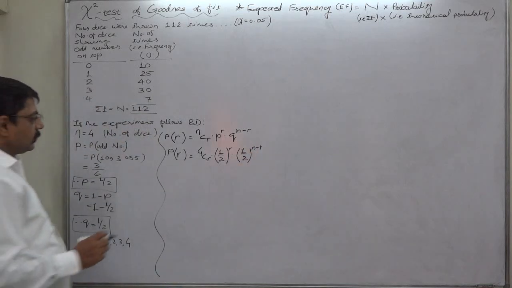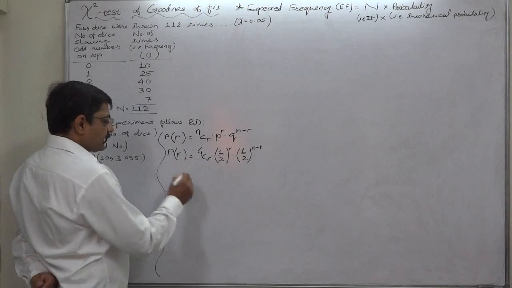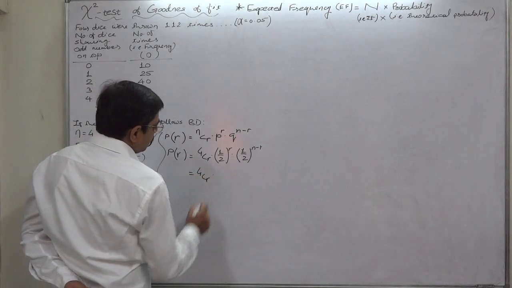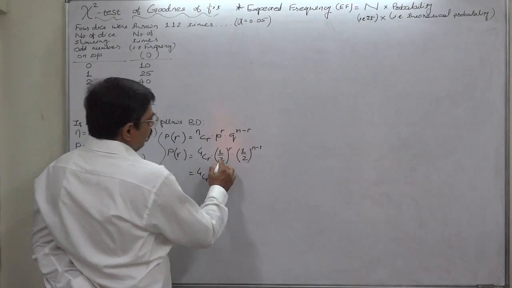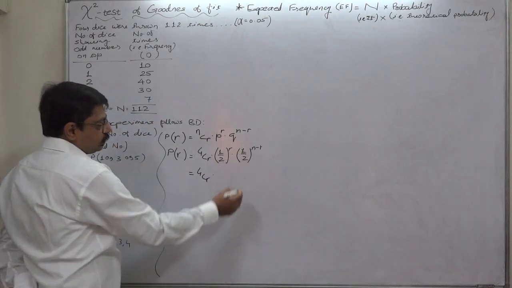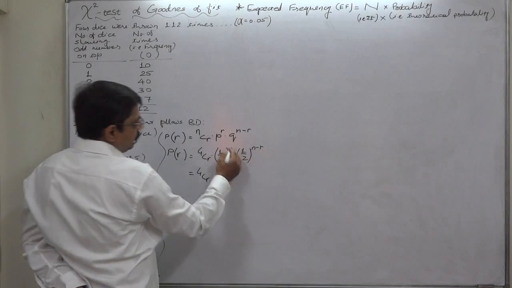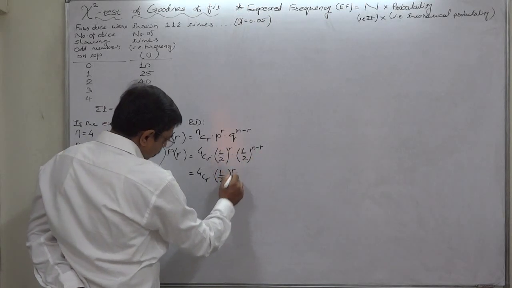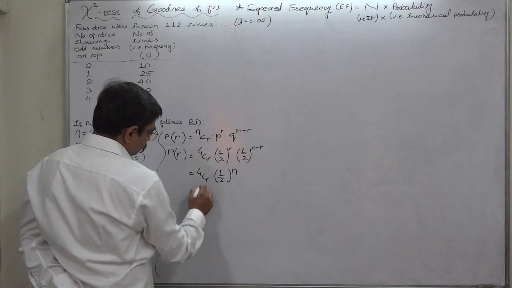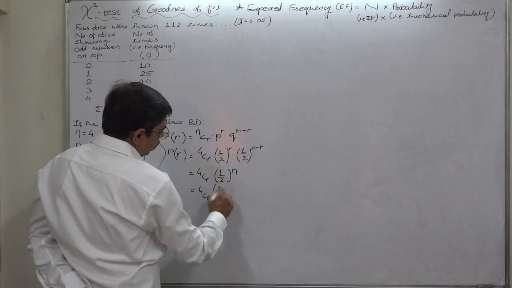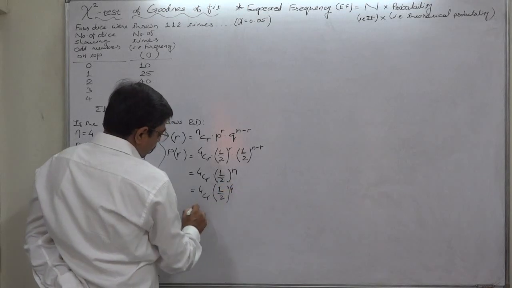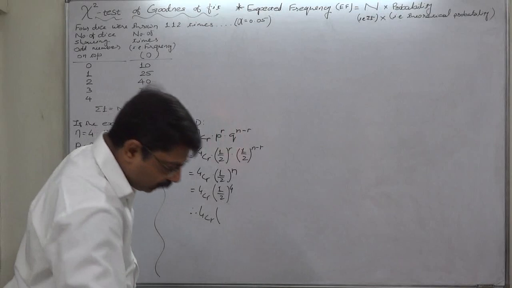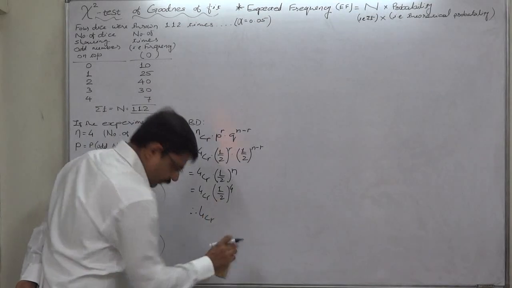Okay? And if we want to find, let's simplify it first. That will be 4CR into half raised to R into half raised to N minus R. So it will be summation of powers, and ultimately it will be half raised to N, that is 4CR into half raised to 4. That is 4CR into, half raised to 4 means it will be 1 by 16.